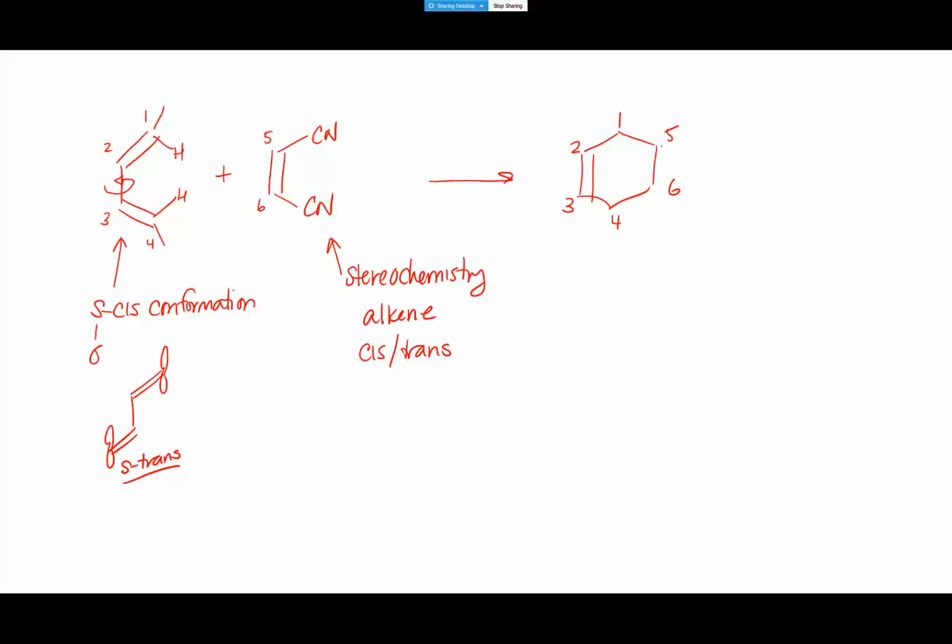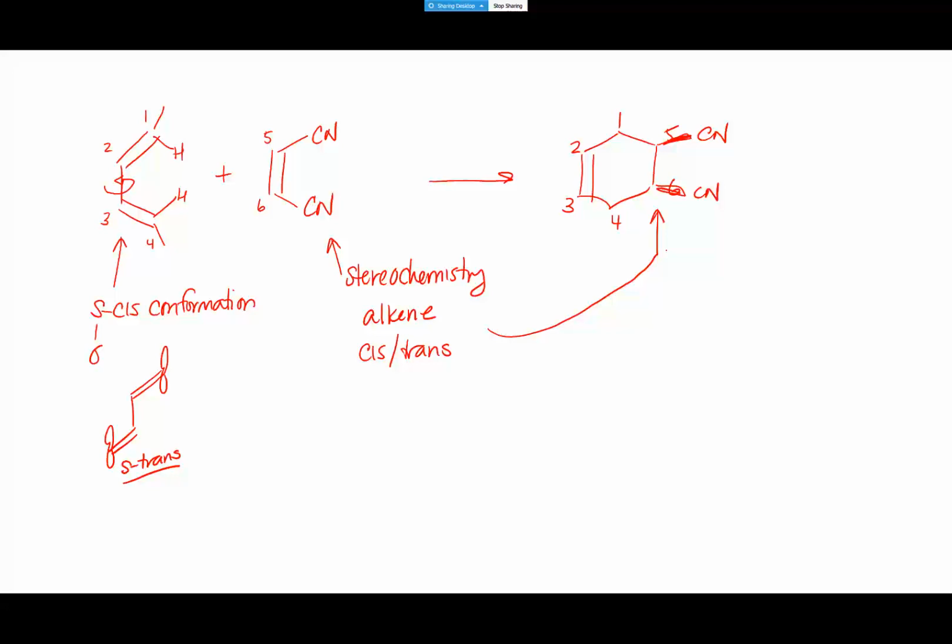If those two CN groups are cis, then they will end up cis in the final product. So the stereochemistry of the alkene is preserved in the final product. If they were cis, those two groups will be cis in the final product. If they were trans, it'll be trans in the final product.